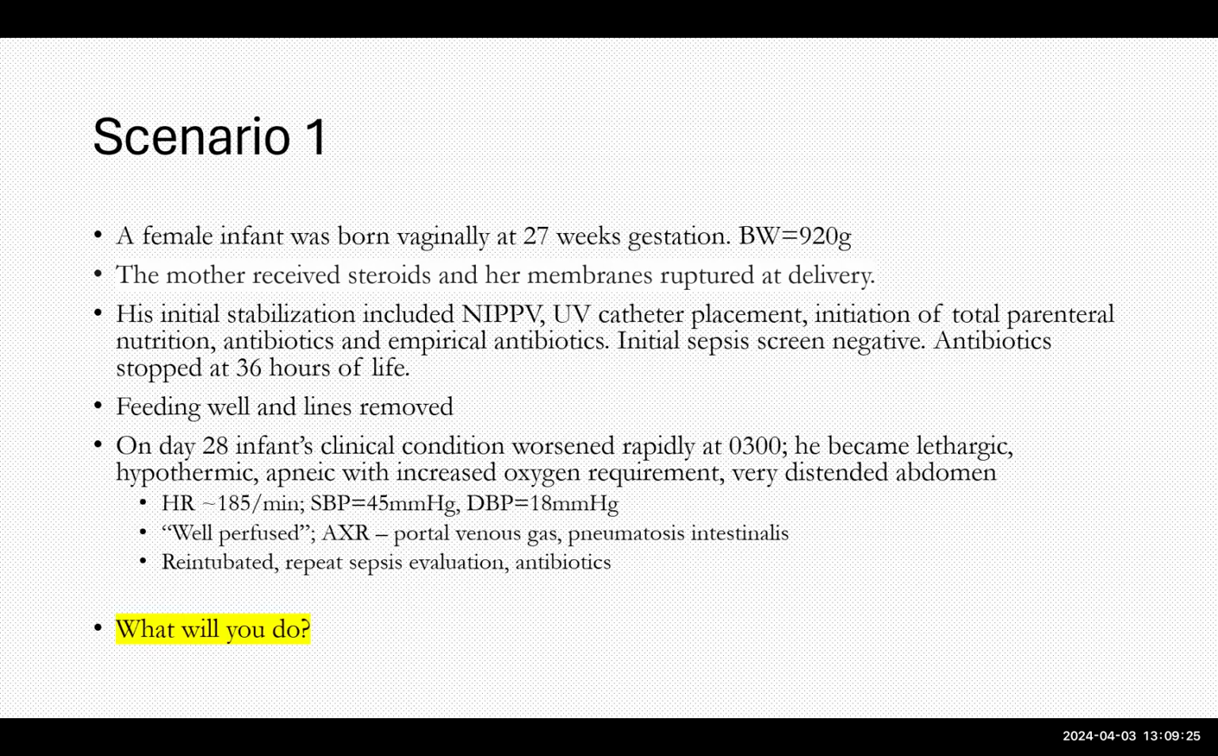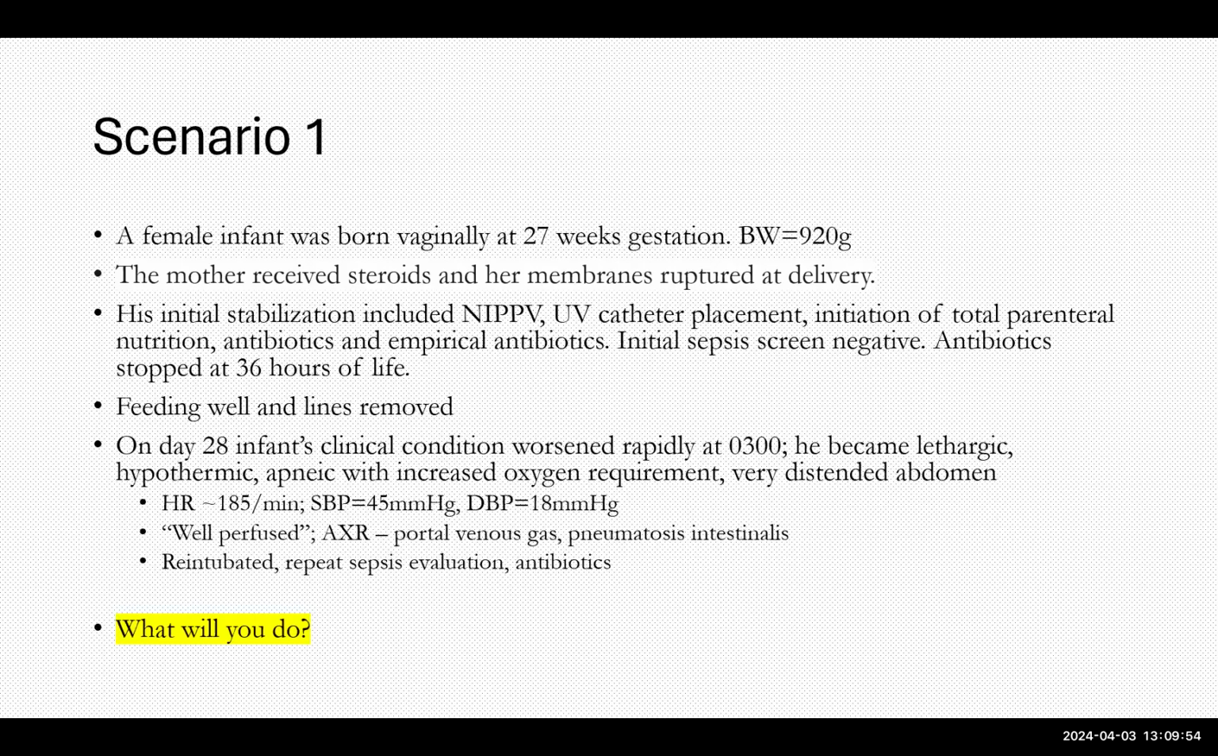Scenario one: there's a female infant born at 27 weeks, 920 grams. Mom received steroids and her membranes ruptured at delivery. Her initial stabilization included NIPPV, UVC, TPN, and antibiotics, and the initial sepsis screen was negative, and antibiotics were stopped at 36 hours. Feeding well, and then lines were removed.